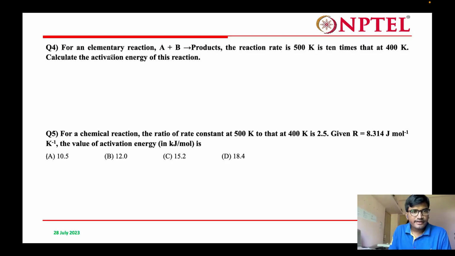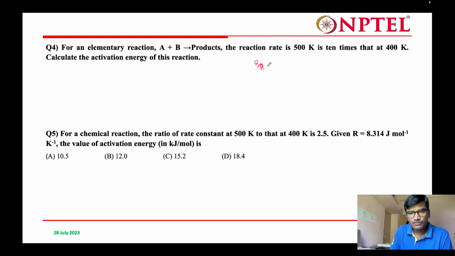Question 4. For an elementary reaction A plus B gives products, the reaction rate at 500 Kelvin is 10 times that at 400 Kelvin. Calculate the activation energy. Here it is an elementary reaction. The rate equation is directly proportional to the stoichiometric equation; that's called an elementary reaction.